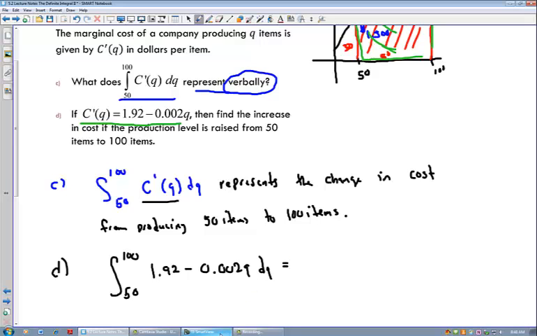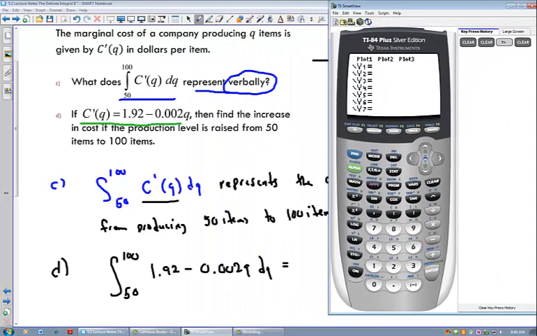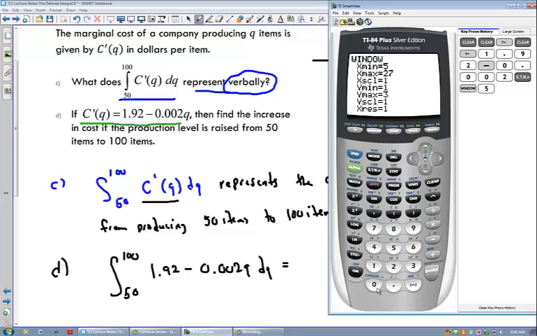Now to do this, I'm going to use my calculator. So take out your calculator and simply crunch this definite integral. So hit y equals, and put in 1.92 minus 0.002. Now, of course, you don't have a Q button, so you just hit the X button. You're going to make your window. So now make your window, and your window is going to go from 50 to 100 because your lower limit is 50 and your upper limit is 100. You can zoom fit it then. So zoom fit.